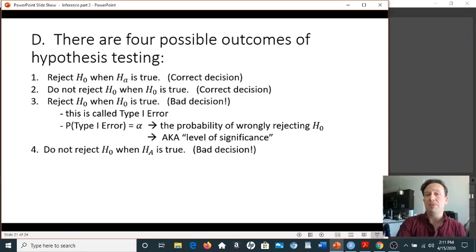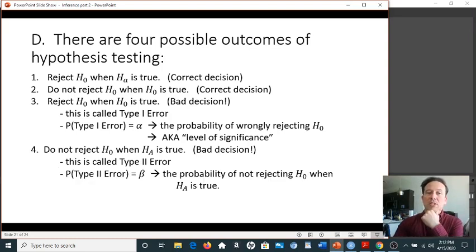Now the opposite. Suppose HA is actually true, and only God himself knows it. You didn't know that in your experiment, but for whatever reason, your data and decision-making led you to decide to not reject the null hypothesis. But if you knew HA was true, you would have rejected the null hypothesis. For some reason, with your data, you concluded otherwise. So that's a bad decision. It's wrong. We call that a type 2 error.